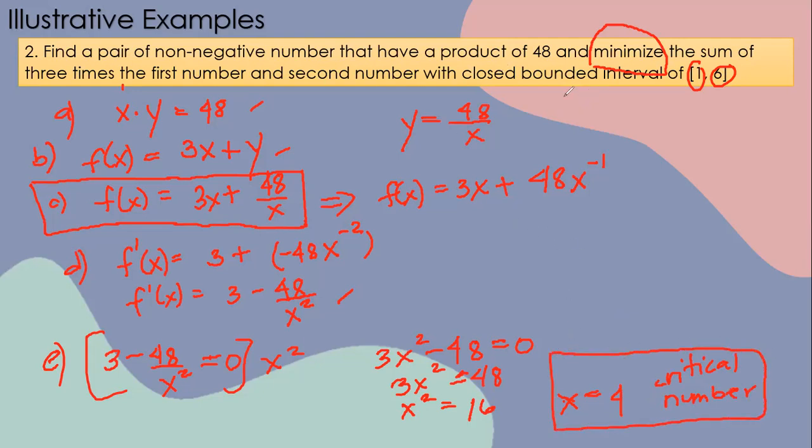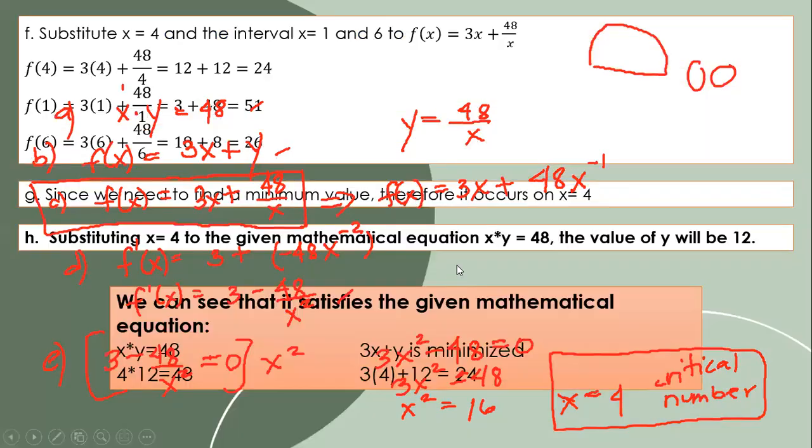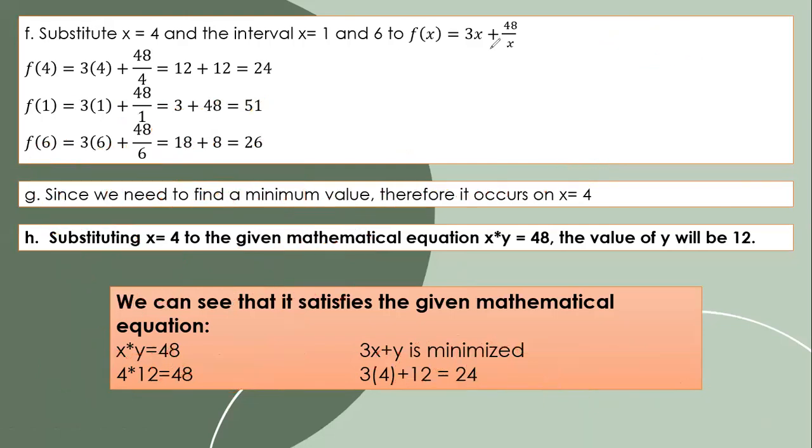So pwedeng yun na yung i-substitute natin sa ating original function, which is itong f of x is equal to 3x plus 48 over x to find the minimum. Ayan. So let's have the substitution. So substitute natin yung mga given. X is equal to 1 hanggang 6 given yan. Tapos yung x is equal to 4, yan yung nakuha nating critical point.